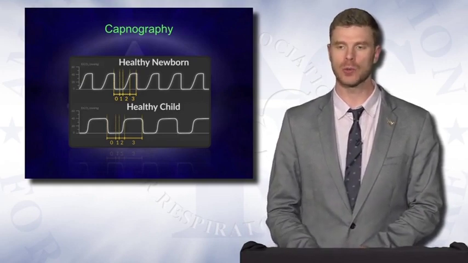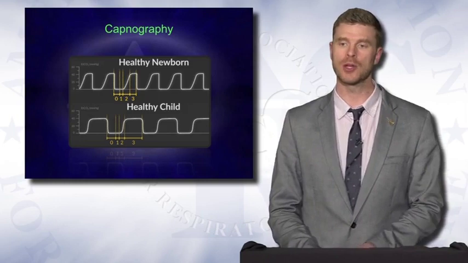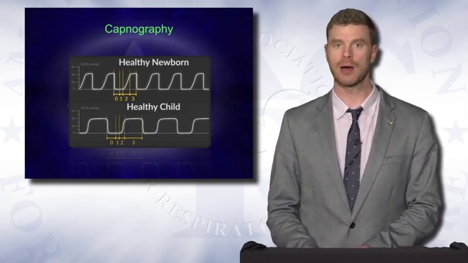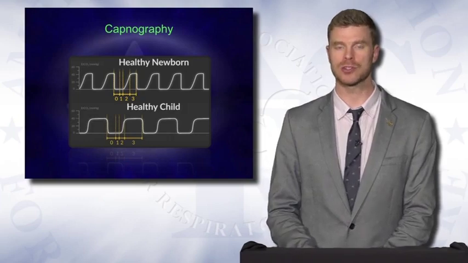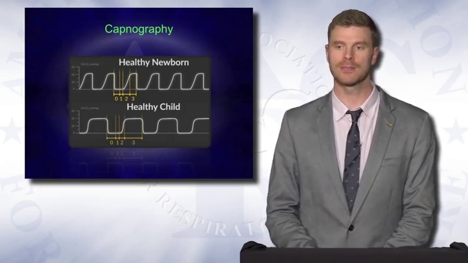Continuing on with the healthy child, we look at phase 3. We see a pretty obvious plateau or almost a flat top to the CO2 tracing. And this is the alveolar gas. This is going to be where the bulk of gas exchange is going to be occurring in your patients.